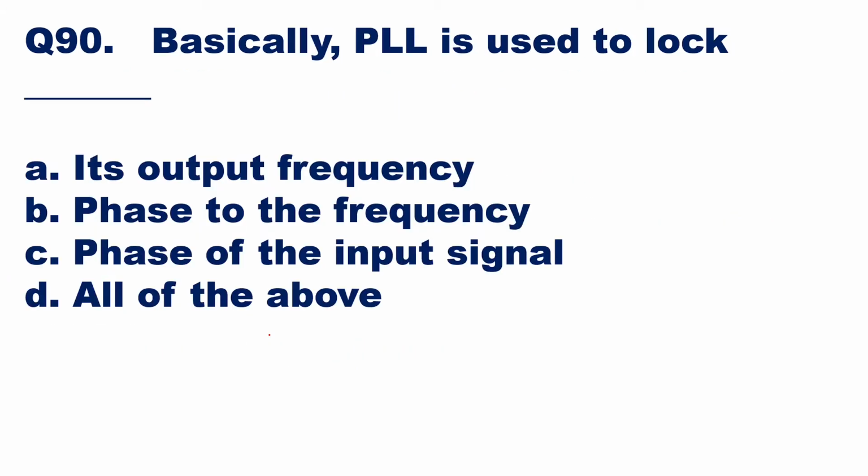Then question number 90. Basically, PLL, that is phase lock loop, is used to lock what? The options are its output frequency, phase of the frequency, phase of the input signal, and all of the above. Now, all these things are true. PLL is used to lock dash. It is used to lock its output frequency, it can lock phase of the frequency and phase of the input signal. So here the option D will be the right answer. All of the above will be the correct answer here.